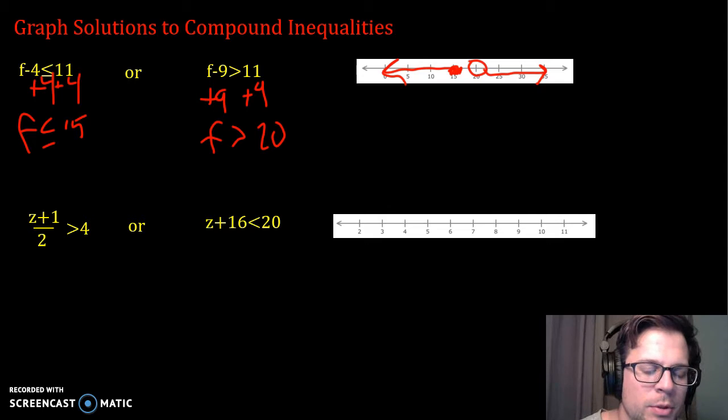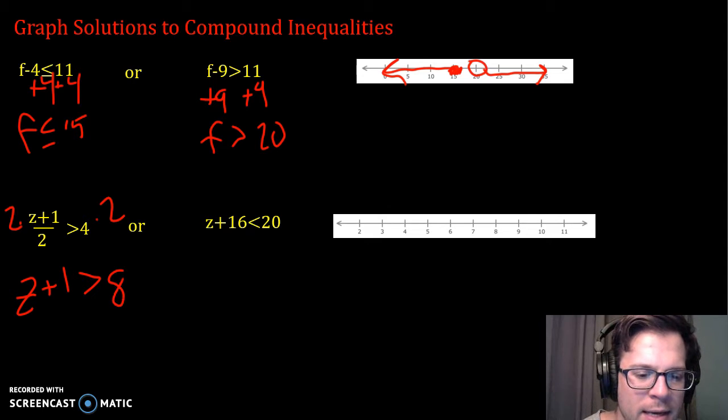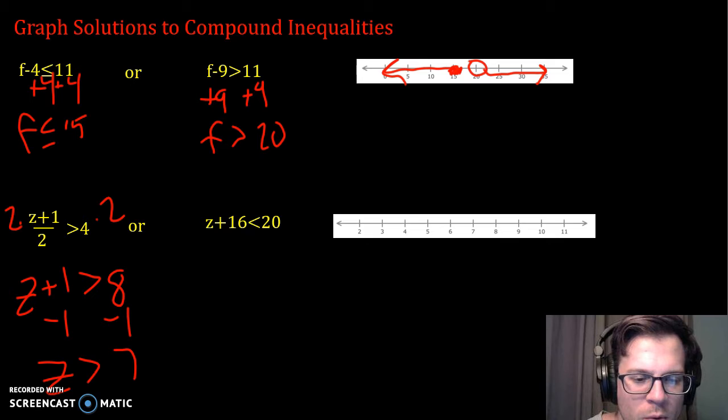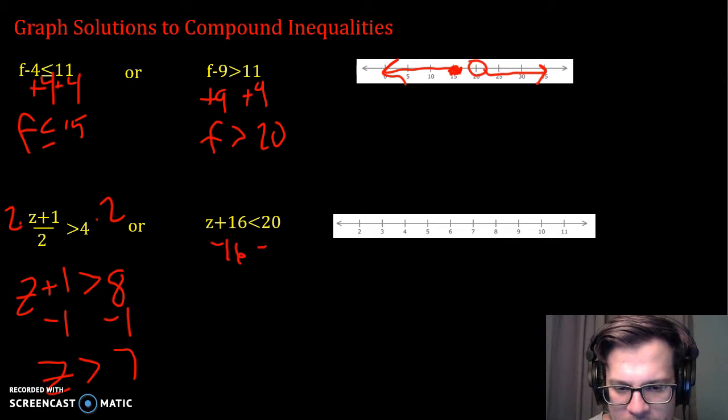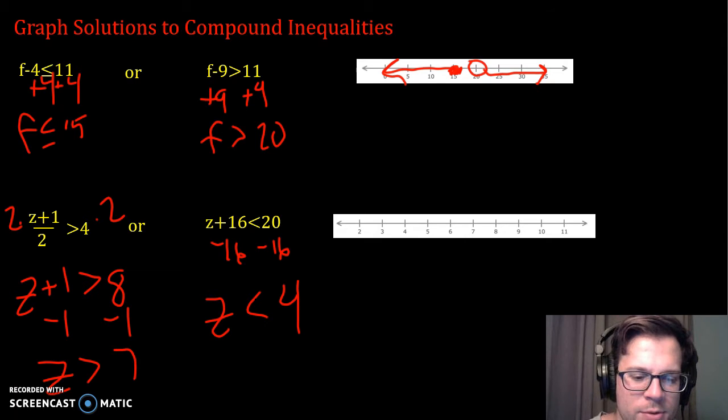Now solving for this: z plus 1 divided by 2 is greater than 4. You multiply by 2 on both sides. It's greater than 8 because 4 times 2 is 8. Then we subtract 1 to get z is greater than 7, or subtract 16 on both sides. Z is less than 4. So those are our two intervals.